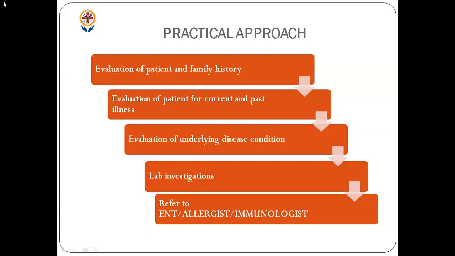And in birth history, we should ask about any preterm deliveries, any history of ventilation, etc. Similarly, in family history, you should ask for any family history of allergy, atopy, and any family history of recurrent infections.